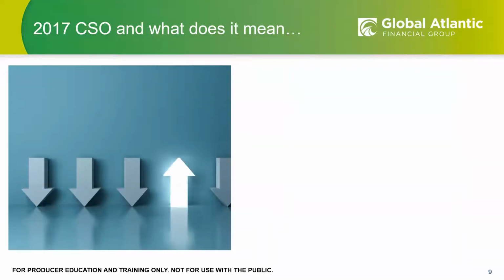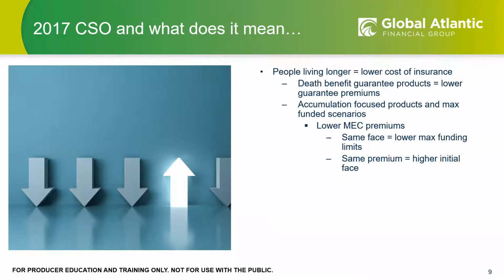So with the 2017 CSO, what does it really mean? People have probably heard 2001 CSO, 2017, and every contract had to comply with 2017 CSO January 1. So what really happened is the NAIC looks at it with the Society of Actuaries, and they look at life expectancy. So people are living longer. That's a great thing.